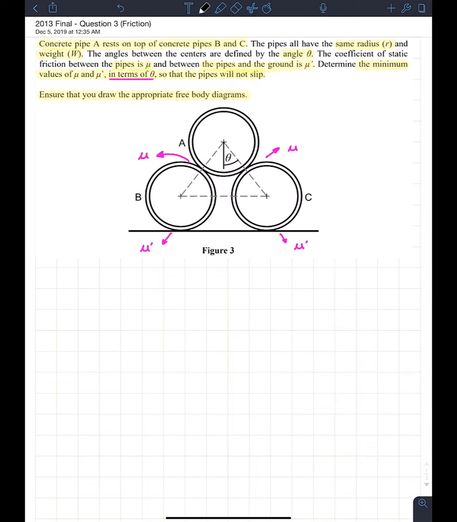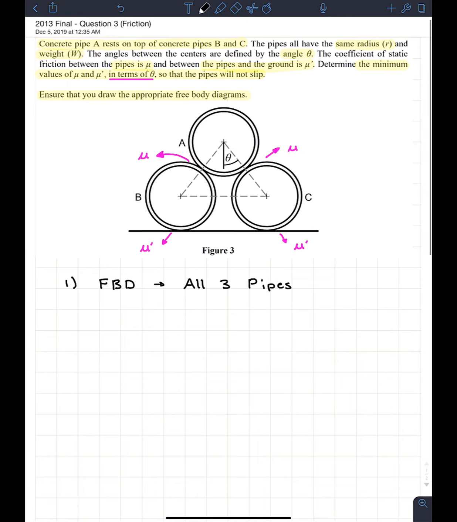So my first free body diagram I'm going to draw, I'm going to go 1. I'm going to put all 3 pipes. So my free body diagram, and this one's going to be all 3 pipes. Now you're saying, okay, Clayton, you just said all 3 pipes. What do you mean all 3 pipes? I mean, I'm going to draw a free body diagram with all 3 of the pipes still together.